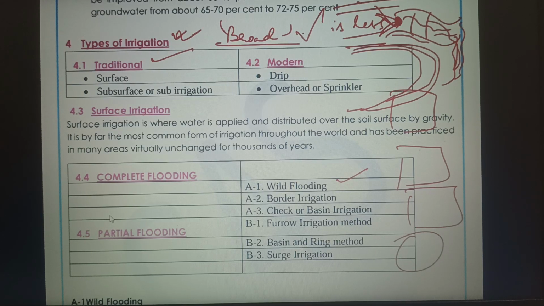Basin and ring method that we follow in orchards. Then there is surge irrigation, that is also called on-off irrigation. That is, you switch on the motor, the water is flowing, then you switch off the motor, the water is not flowing. That is surge irrigation, like that you can understand.